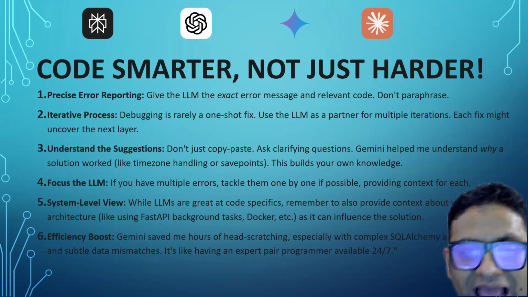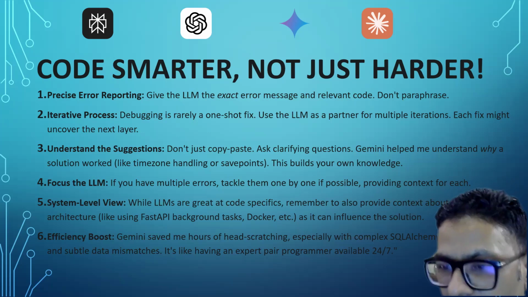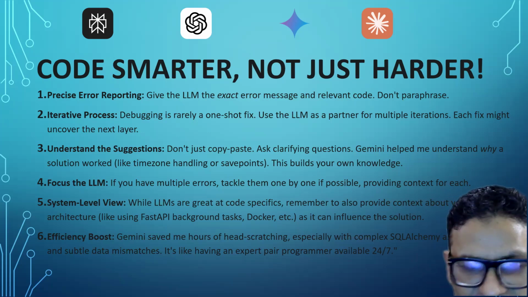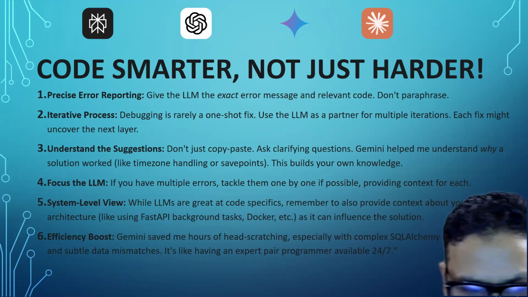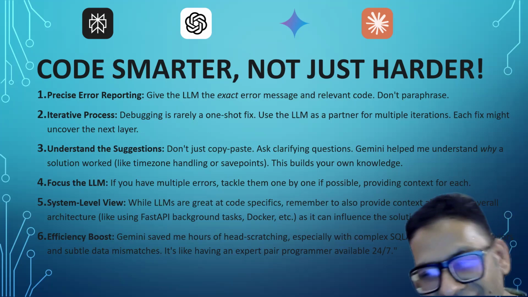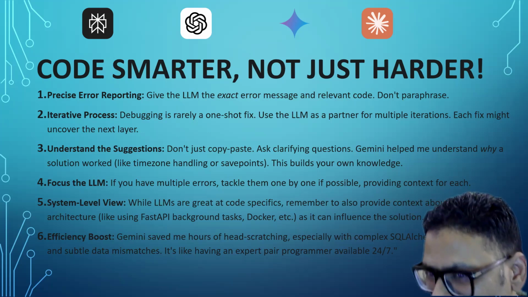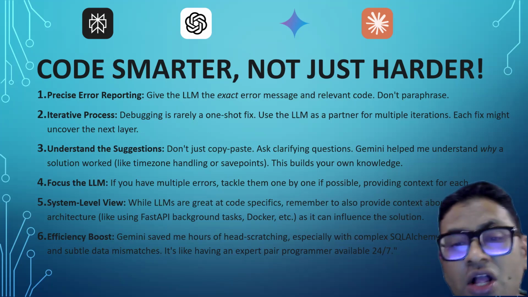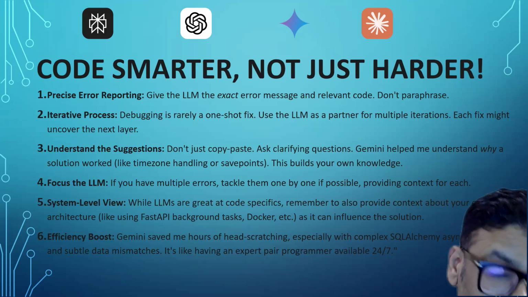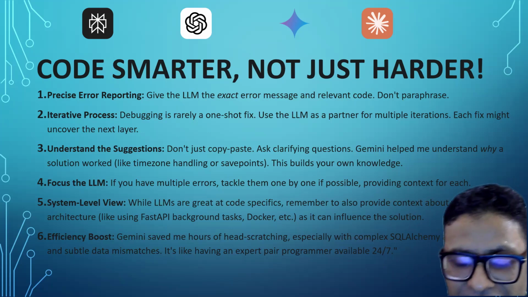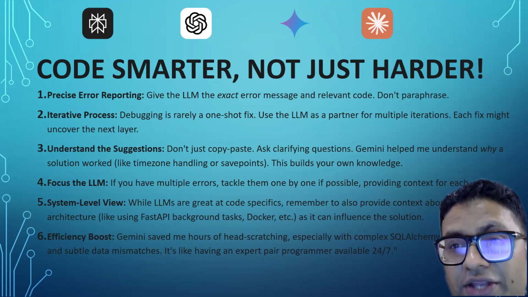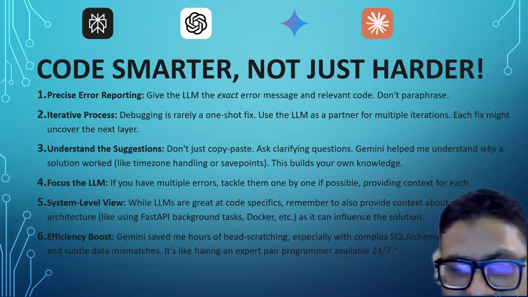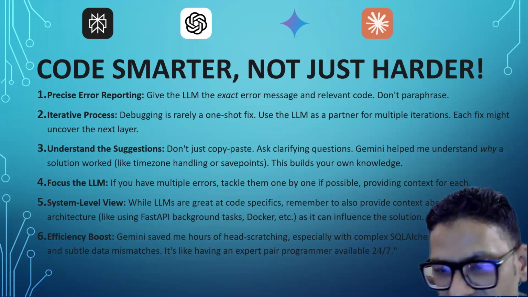System level view: while LLMs are great at code-specific problems, remember to also provide context, which we have already talked about, right? It is always important to tell what kind of infrastructure you are using, because if you are running Docker based servers, this might have some connection problems as well. Most of the time, how you are setting it up and how you are running your application code decides whether it is able to make the connection or not. If you have proper logging set up, and you can provide system level information as well, you can judge whether the kind of issue you are getting could be related to the infrastructure or not. And that is where the experience comes into the picture.